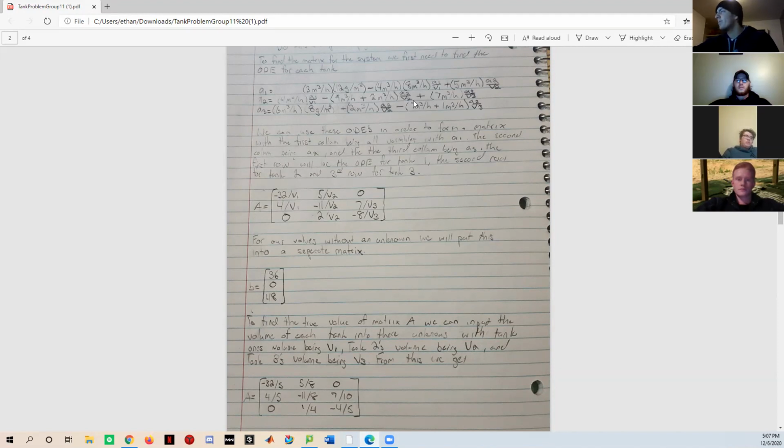Now for tank 3, once again, run through it. The amount entering the tank that is not from another tank is 6 meters cubed per hour. You multiply that by the mass that's given in the problem, which is 8 grams per meter squared.